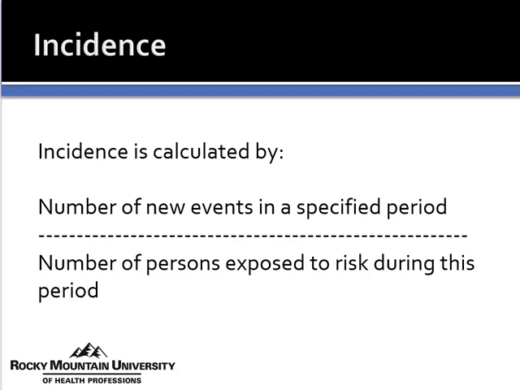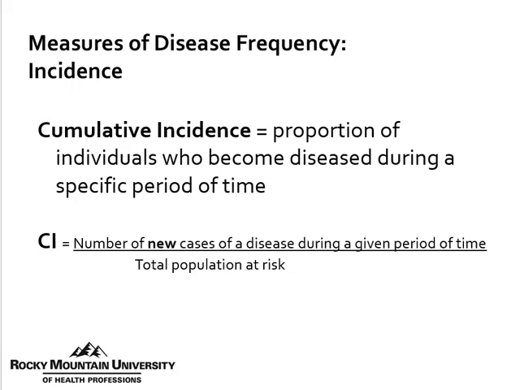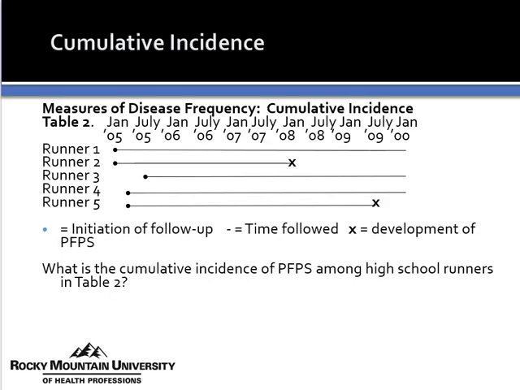Incidence is calculated by the number of new events in a specified period divided by the number of persons exposed to risk during this period. Cumulative incidence is the number of new cases of a disease during a given period of time divided by the total population at risk. So in this example here, we have 5 runners, and we're looking at what is the cumulative incidence of patellofemoral pain syndrome among high school runners. And you see that 2 people developed patellofemoral pain syndrome, and so the cumulative incidence is 2 divided by 5, or 40%. So it's 40 per 100 runners.